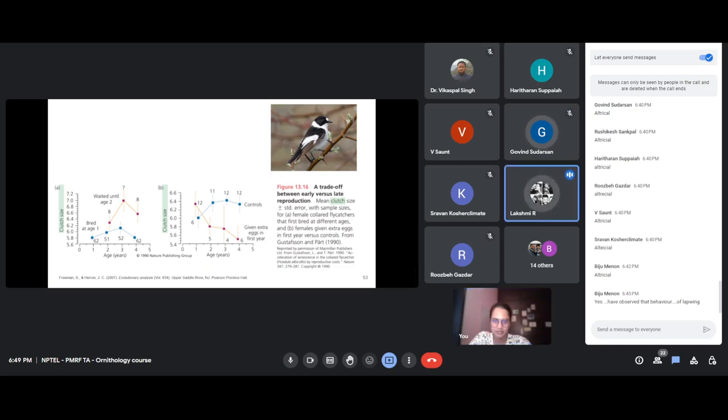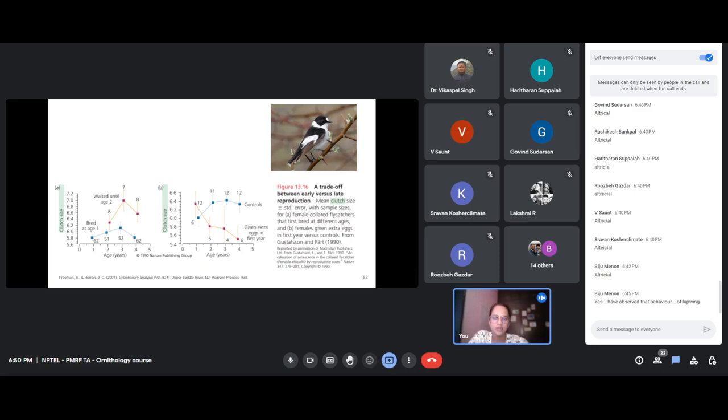Ma'am, can we have the link to this paper, ma'am? The link below is illegible, ma'am. Yeah, sure. It's actually from a textbook, so this textbook should be available wherever you can source it from. It's called Freeman and Heron, and the book is called Evolutionary Analysis. So this is a representation from this, but I'm sure there is a linked paper. If I can find this linked paper. The paper is actually from 1990. That's in the image here. So yeah, it's a Nature paper. If you can just type that and Google it, it's Gustafsson and Pärt, 1990, Nature. Acceleration of senescence in the collared flycatcher by reproductive costs.